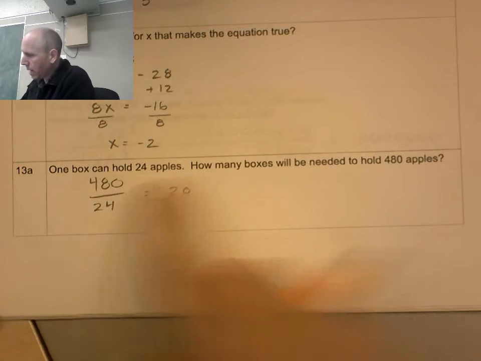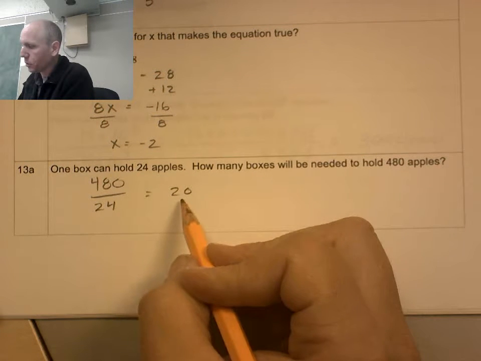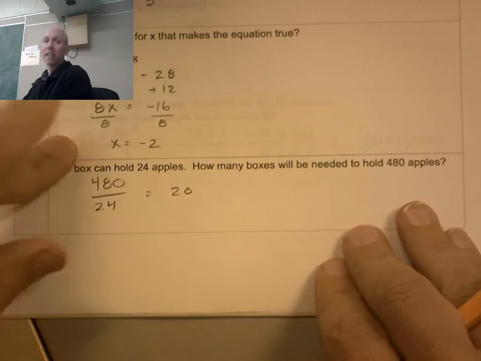One box can hold 24 apples. How many boxes for 480 apples? So 480 divided by 24 is 20. Division. Okay, that's not on the test. It's just setting you up for the next problem.